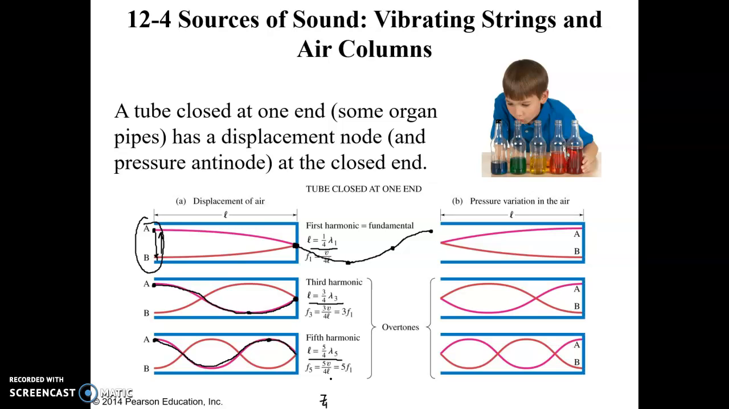Then we would again see the pattern developing of being 3 times the fundamental frequency, 5 times the original frequency, and the next one would be 7 times. So it would be the 7th harmonic, 7 times the original frequency, with the length of the tube equaling 7/4 the wavelength.